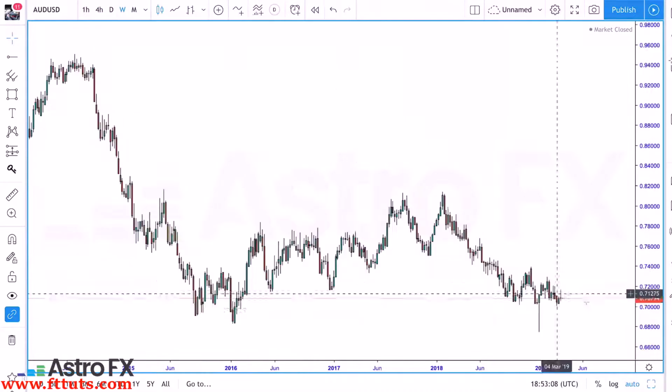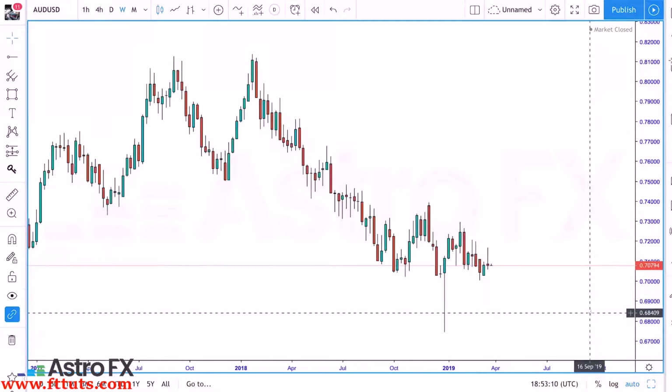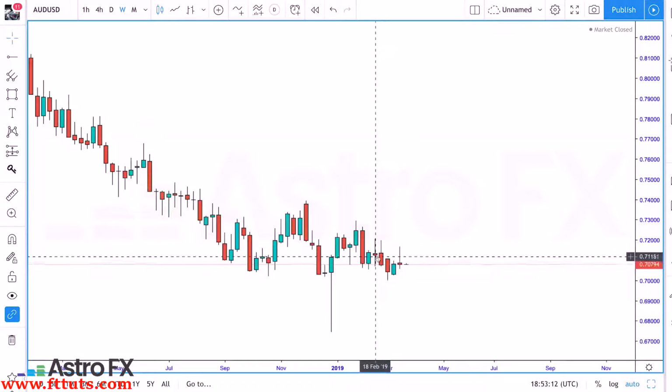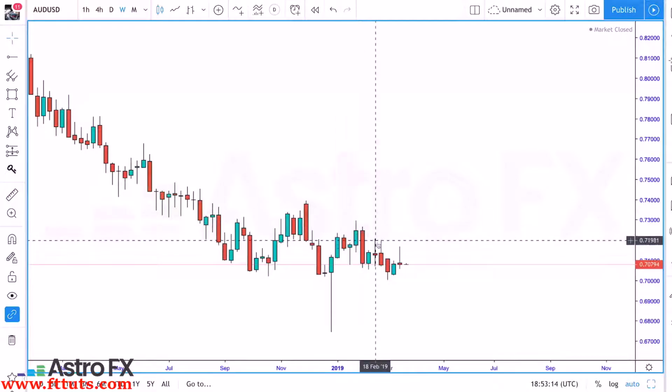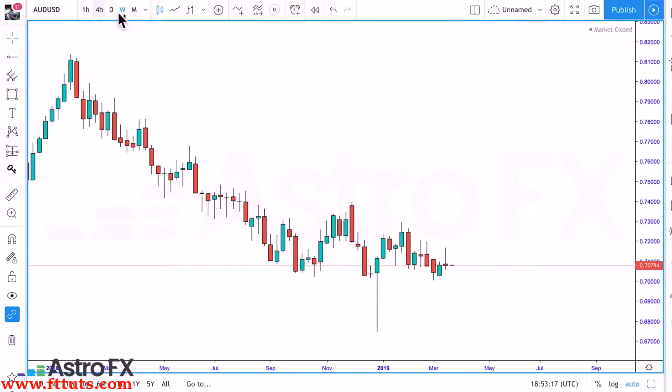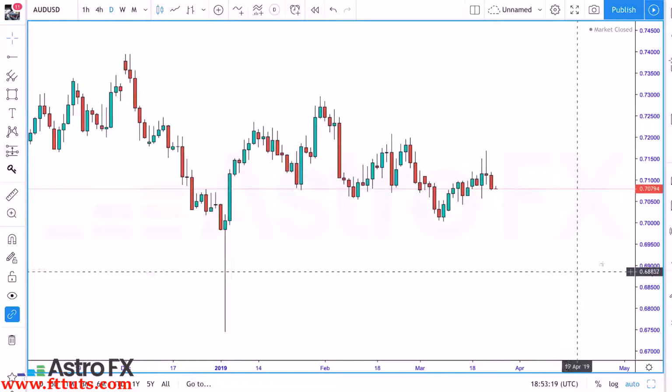Looking at the Aussie dollar, the weekly has been difficult to read. What we can maybe gain from here is the spike to the high, spike to the high, spike to the high. It's losing momentum on the weekly when it keeps trying to come to the upside.